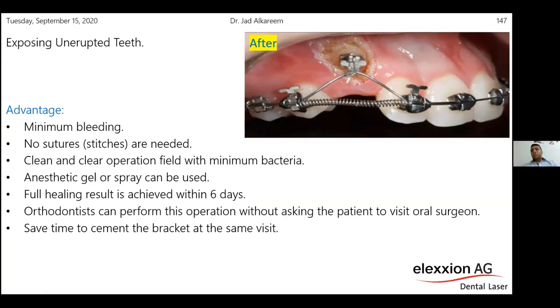So also it will save time for him, because some orthodontists don't do the surgery. So they will ask the patient to go to an oral surgeon to expose the tooth and then come back again. So if the orthodontist is using a laser at his clinic, this will save a lot of time for him to do the treatment in one session. Once he exposes the tooth, he will be able to attach the bracket at the same session.